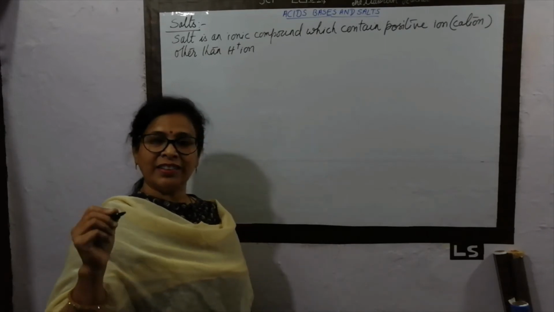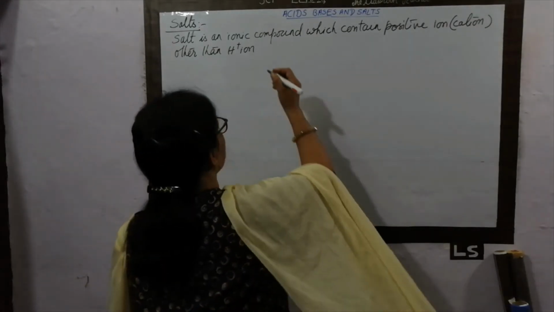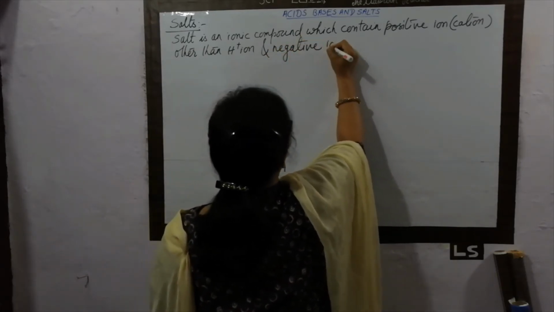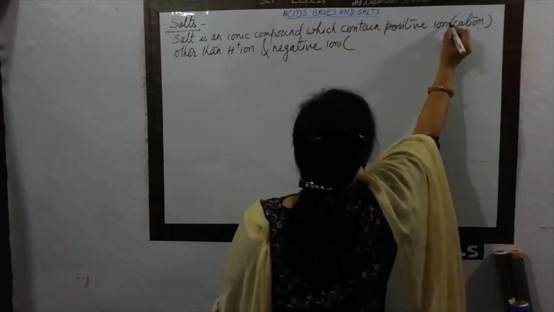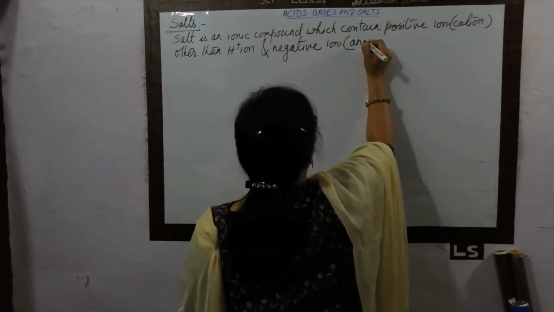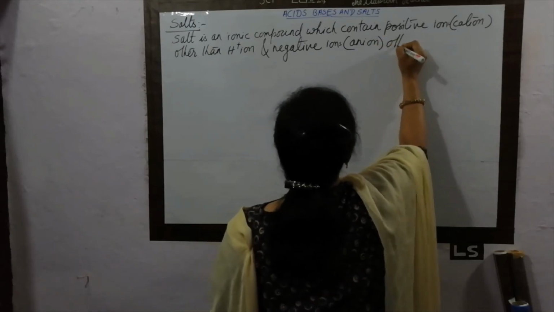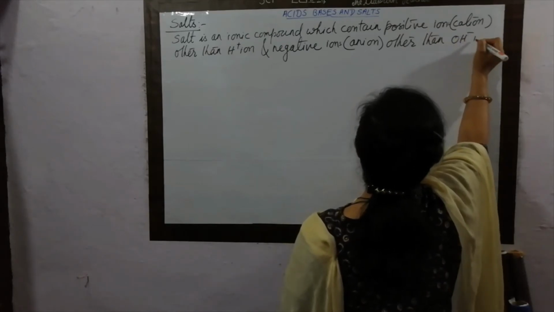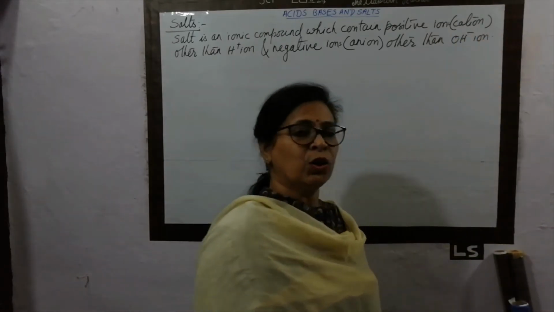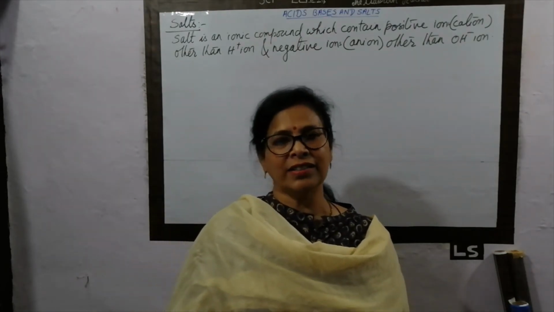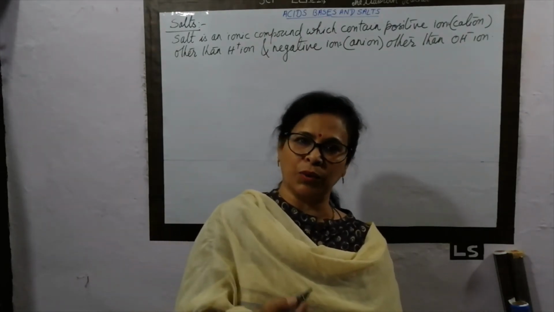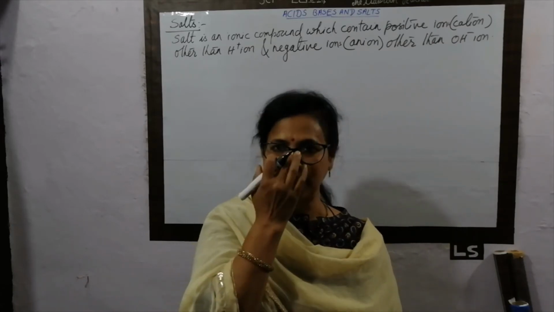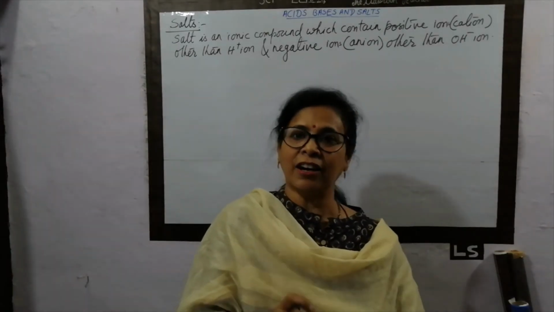But other than the H plus ion, and a negative ion, or we call them ions. Okay, the negative ion is called an anion. But again the condition is there, other than the OH minus ion. So what is salt? Salt is an ionic compound which is made up of two ions, one positive, one negative, one cation, one anion. But that cation and anion are not H plus and OH minus ion. They are other than any.